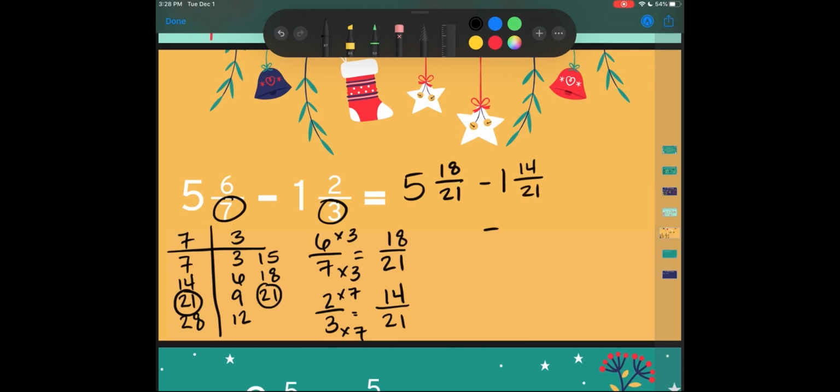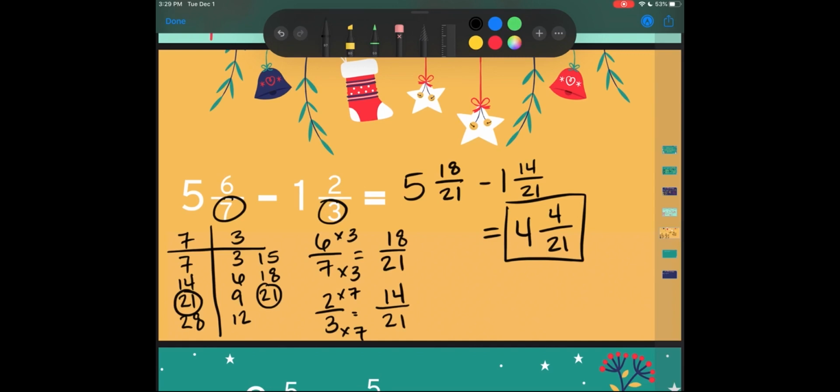And now we can solve. So I subtract my whole numbers. 5 minus 1 is 4. And then I subtract my fractions. 18 over 21 minus 14 over 21 is 4 over 21. So I end up with 4 and 4 over 21. Can 4 over 21 be simplified? No, it can't. It's actually in simplest form. Because 4 can only be divided by 2 and 4. 21 cannot be divided by either of those. So 4 and 4 21st is my final answer.